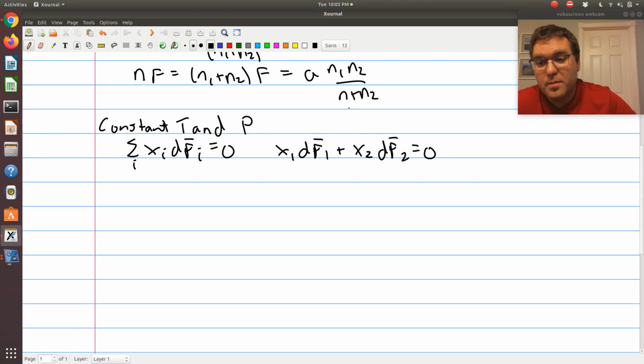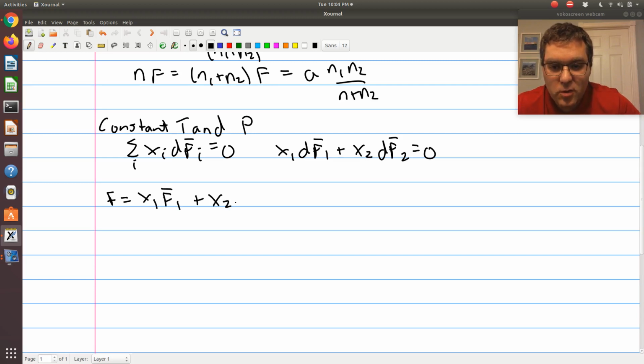Now the next thing we need to recall, as we worked out in our partial molar property screencast videos, is that the molar F of my mixture is equal to the molar average of the partial molar F's of the components of my solution. So for a binary system, F is equal to x1 F bar 1 plus x2 F bar 2. What we're going to do next is work out an expression for the differential of F.